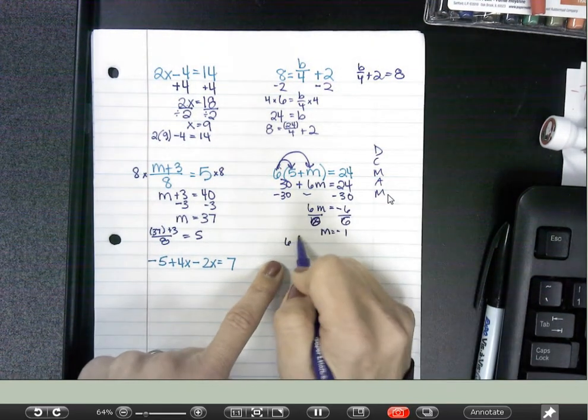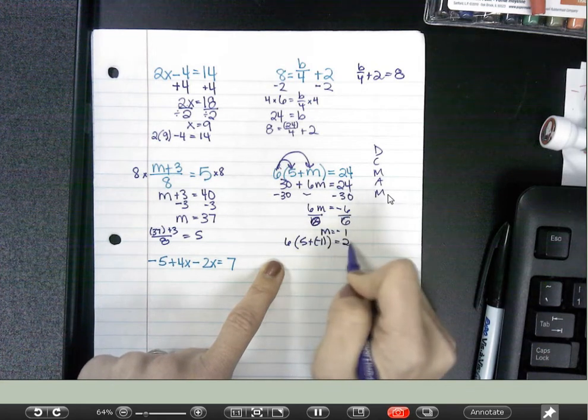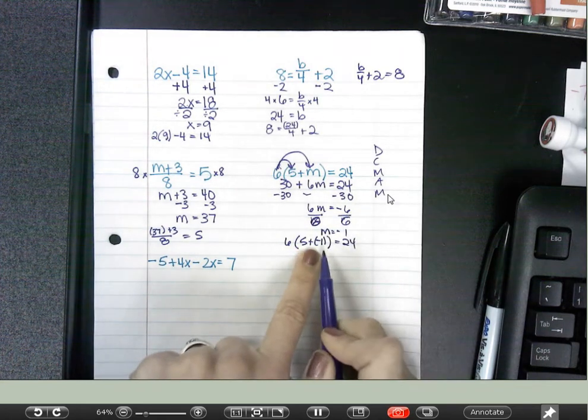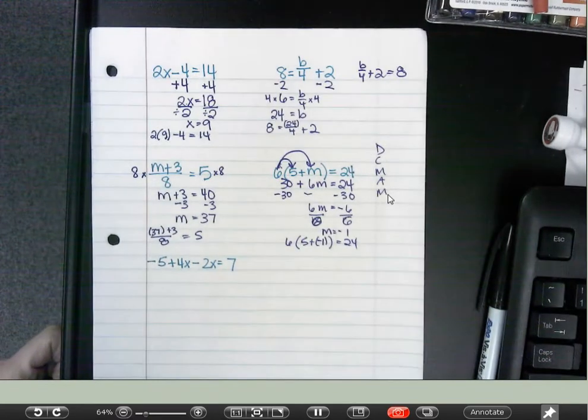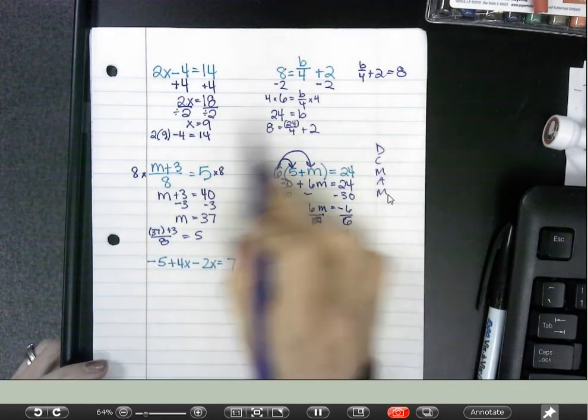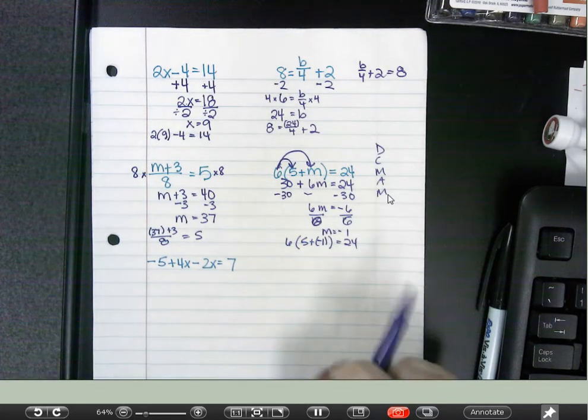Then I'm going to go back and substitute that negative 1 in to see what happens. 5 plus negative 1 is 4 times 6, 24. So none of this is new. This is the stuff we've been working on the last couple of days. So this should be something that's pretty routine for us.